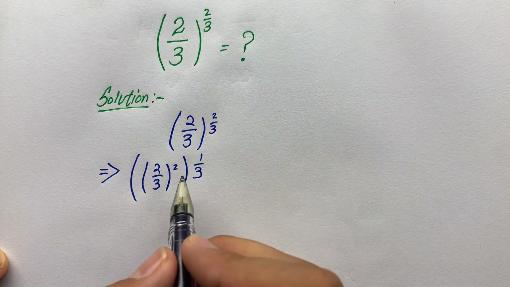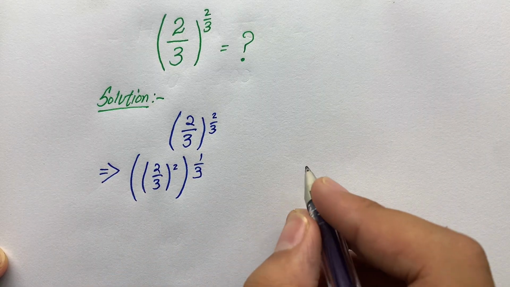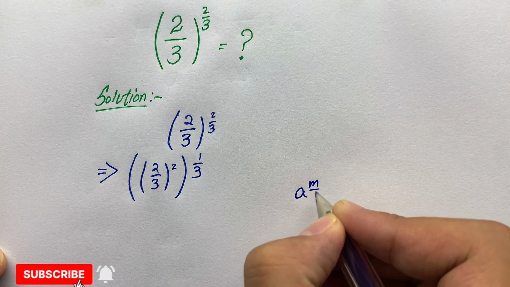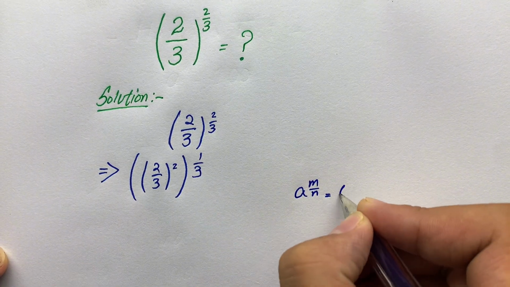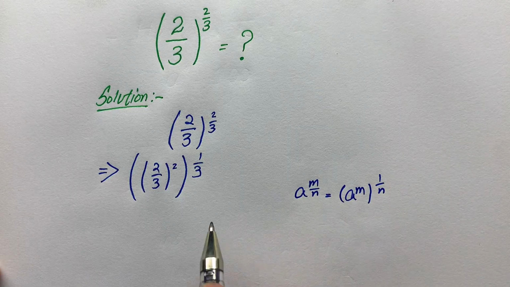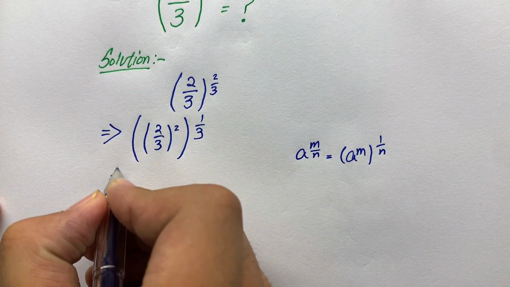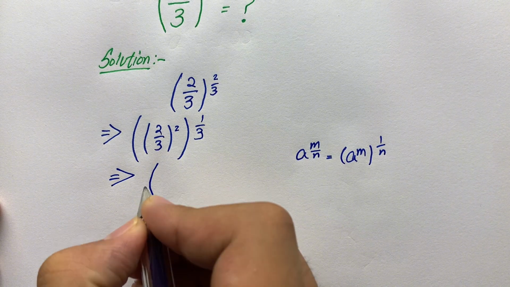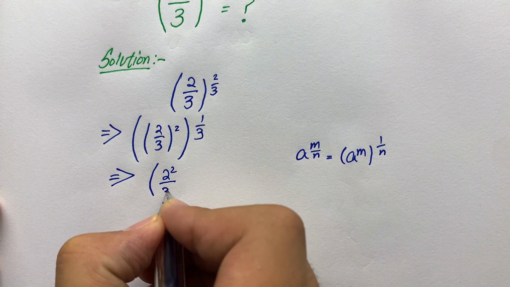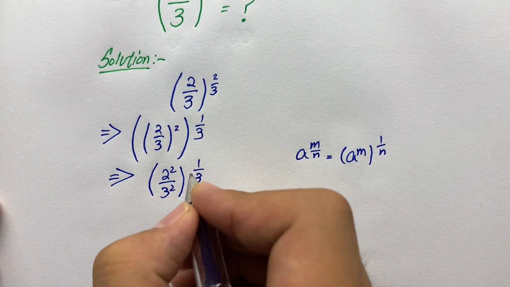This 2 is converted into 2 times 1, which is also 2. We use this formula: a to the power m/n is equal to (a to the power m) all to the power 1/n. This is our formula we use in this question. So next, using this formula we get 2 square divided by 3 square, into 1/3.